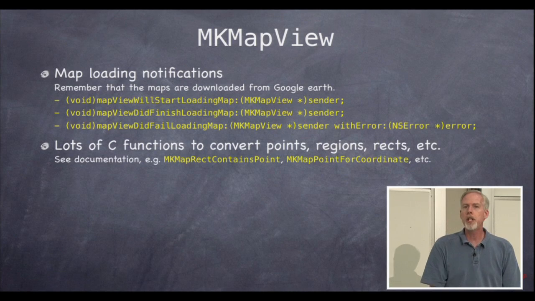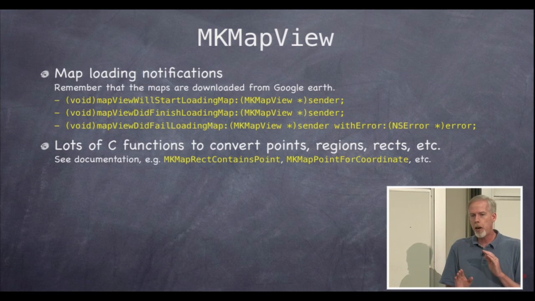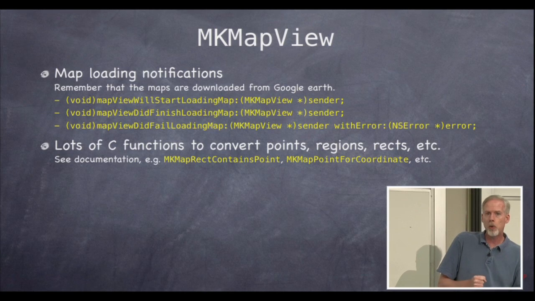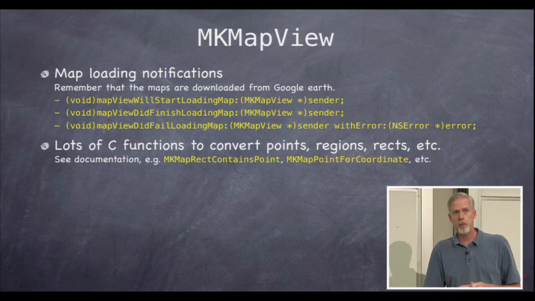There's also a ton of C functions. Really don't miss this. There's a lot of C functions like MKMapRectContainsPoint and MKMapPointForCoordinate for converting between map coordinates, world coordinates, etc. So check out all these C functions that start with MK.